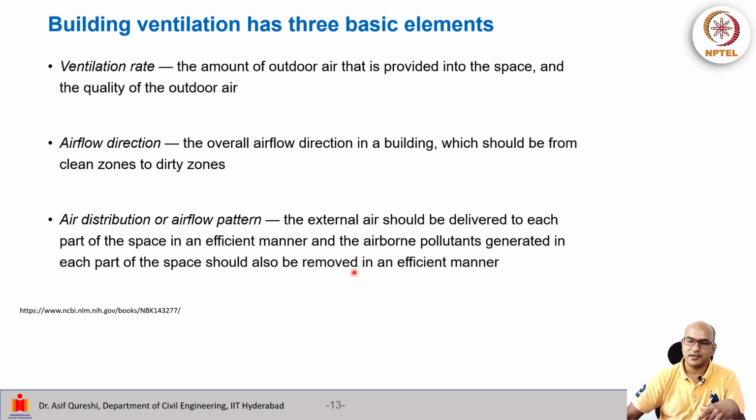So the external flushing air should be delivered to each part of the indoor air in a very good manner, so that the airborne pollutants generated or existing in each part of the space are removed in an efficient manner. If there are no stagnant zones, the flushing is done of all the zones, so any accumulated or generated indoor air pollutant can be flushed out. So the distribution of air and the pattern of air within the room is also an important component.